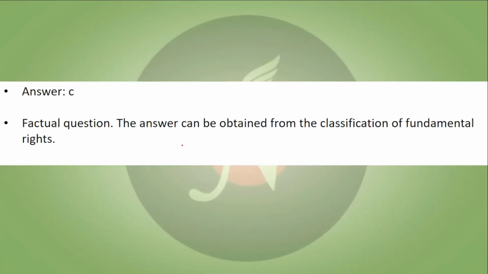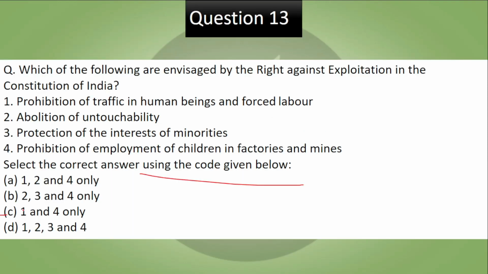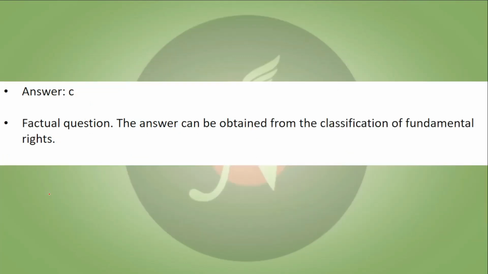So your correct answer to this is C, which can be obtained from the classification of fundamental rights, which is 1 and 4 only. Prohibition of human trafficking and forced labor, Article 23 and 24. Prohibition of employment of children in the factories and the mines. These are against exploitation. So your answer is C.